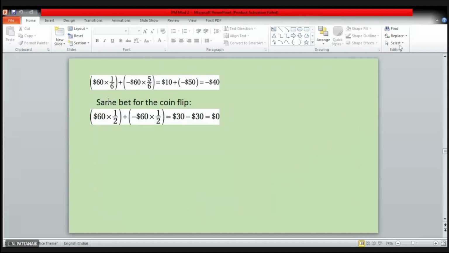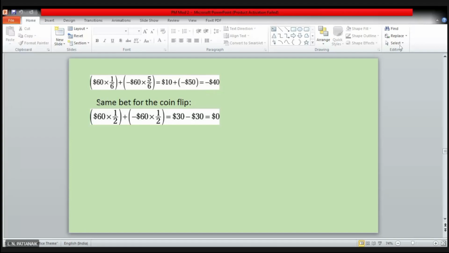So you can see, very simply, you can calculate the EMV associated with this kind of risk taking. 60 into 1 by 6 plus minus 60 multiplied. Why is it minus 60? Because you will lose it. So ultimately you are getting a number which is called the EMV, the expected monetary value of this proposition.